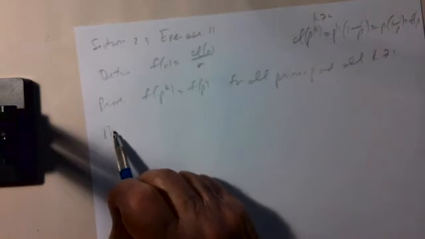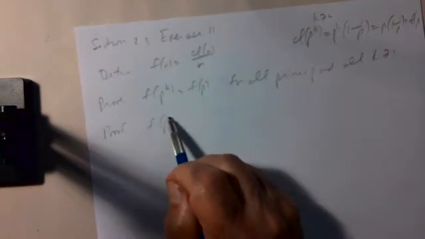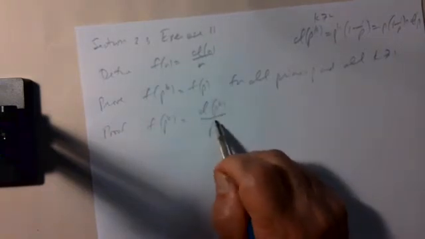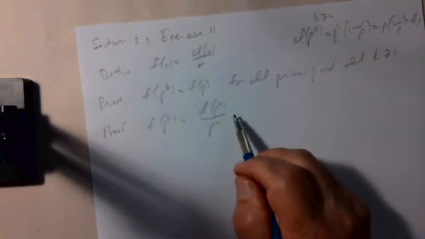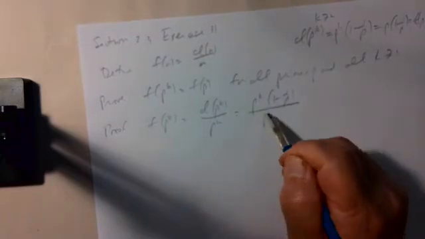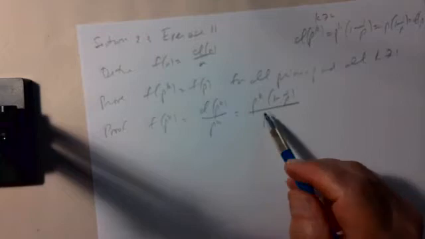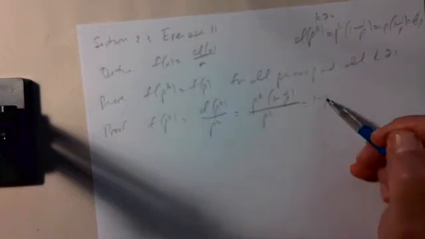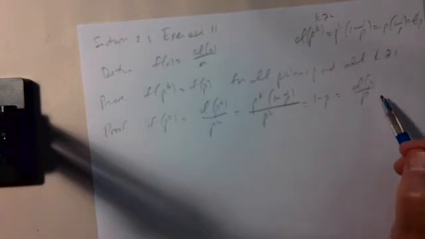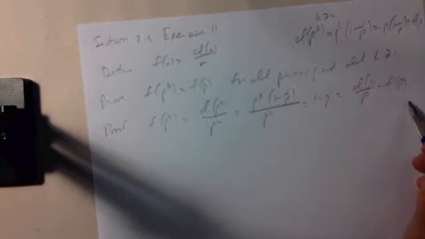So the proof goes as follows. F of p to the k is phi of p to the k over p to the k. Phi of p to the k is p to the k times 1 minus 1 over p. The p to the k terms cancel. This is 1 minus 1 over p, which is exactly phi of p over p, which is f of p. So what's stated in the problem, there's just a typo. I should have said f of p to the k equals f of p.